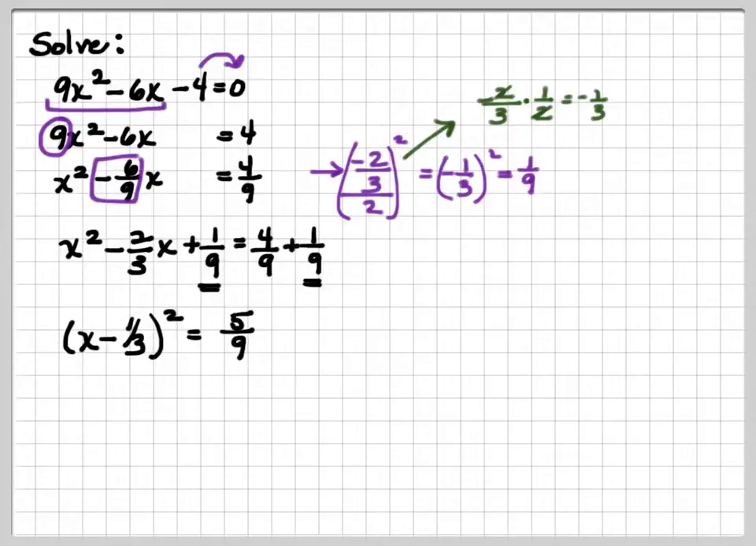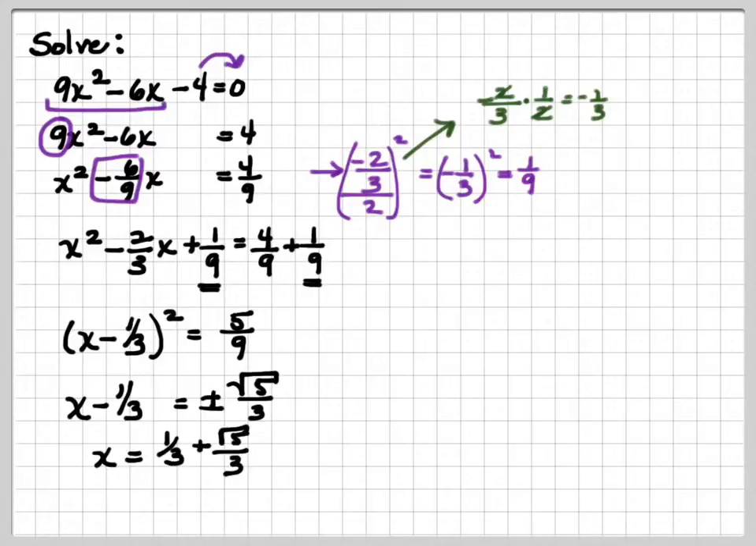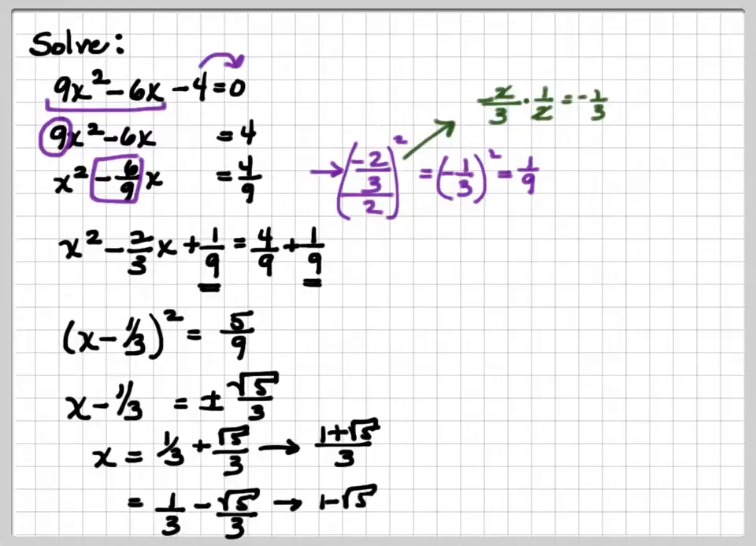Now if we take the square root of each side, we will have x minus 1/3 equals plus or minus square root of 5 over 3, because the square root of 5 over 9 is the same thing as square root of 5 over square root of 9. So we have square root of 5 over 3. And now if we add 1/3 to both sides, we have 1/3 plus square root of 5 over 3, which is the same thing as 1 plus square root of 5 over 3 if we just collect terms. Or 1 minus square root of 5 over 3.